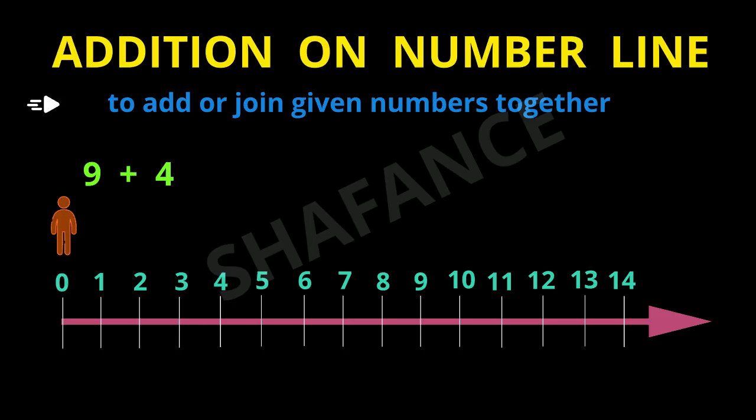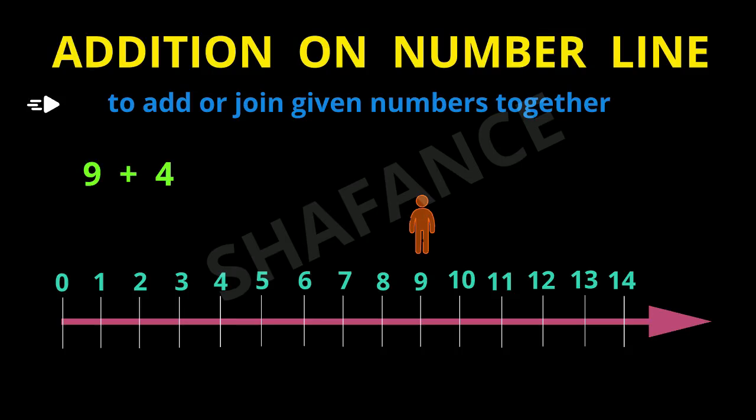And then the first number we have is 9. So we will make the person move 9 places to the right on the positive side. So from 0, the person will start and move 9 places. That is 1, 2, 3, 4, 5, 6, 7, 8, 9. And now the person has reached 9. Now the person is at digit 9.